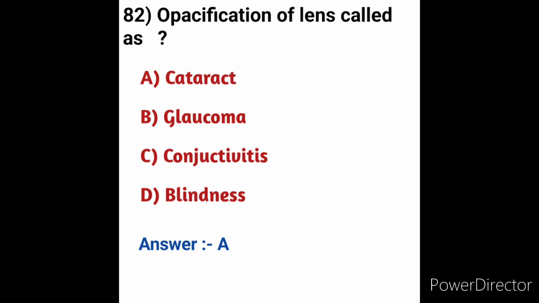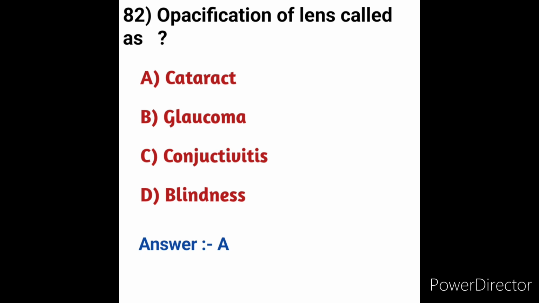Opacification of the lens is called as. What is the opacification of the lens? Option A, cataract. Option B, glaucoma. Option C, conjunctivitis. Option D, blindness. Here intraocular lens, IOL, opacification is an uncommon but serious complication of cataract surgery. So here option A is the correct answer.